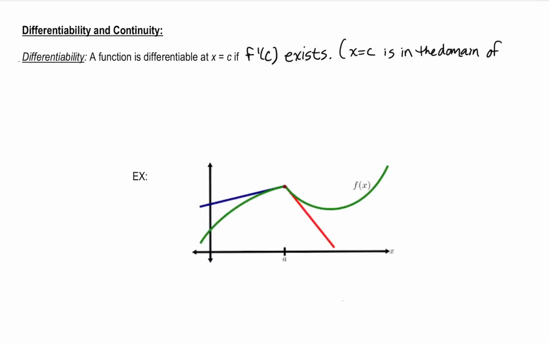If you're actually given the algebraic definition of the function, in theory you could find the derivative and just look at the domain of the derivative. However, what we want to focus on in this video is how I can tell by looking at a graph of the function f of x where a function might be differentiable, meaning where the derivative exists.